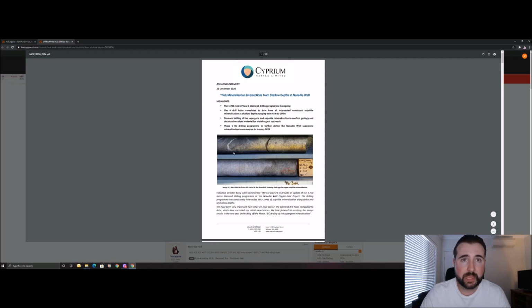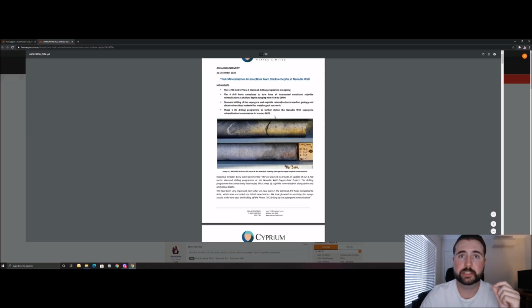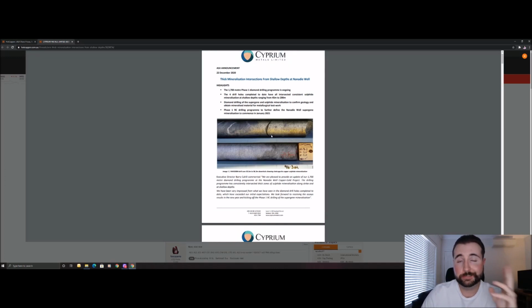Thick mineralization. And what resource are we talking about? Okay, so there's a diamond drill program, consistent sulfide mineralization at shallow depths. Diamond drilling of supergene and sulfide mineralization confirms. Now, this is not a resource that I'm too familiar with. So what would I do now? I'd go, okay, what are the other sulfide companies? What are the sulfide grades which are considered economically viable? What do sulfide grades need to sell in certain products? What are the other companies out there doing? That's what I want to compare this to.